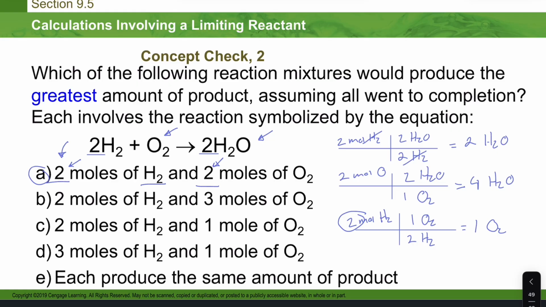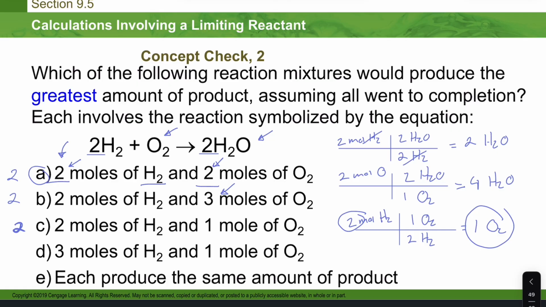So this is going to give me 2 moles of water. B, well, the required amount of oxygen is 1 mole of oxygen for every 2 moles of H2. Since I have 3 moles, oxygen is still in excess, so this is going to give me 2 moles of H2O. Now I have 2 moles of H2 and 1 mole of O2. That is a stoichiometric amount, is what that means. That means that I have exactly the number of elements that I need. And so this is also going to give me 2.